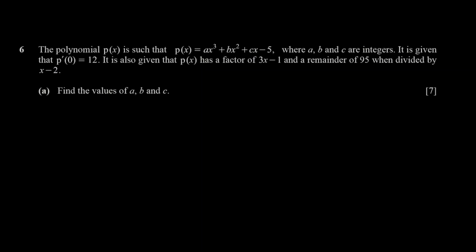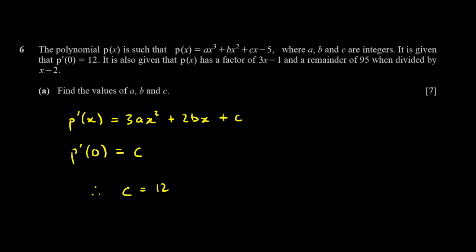So what I got to do is just differentiate my function. So if I differentiate, p prime x is 3ax squared plus 2bx plus c. And then I'm going to substitute in 0 into that, which gives me 3a times 0 plus 2b times 0 plus c. So that's going to be equal to c. And we're told that p prime of 0 is equal to 12. Therefore, c is equal to 12. Okay, so that should be relatively straightforward.